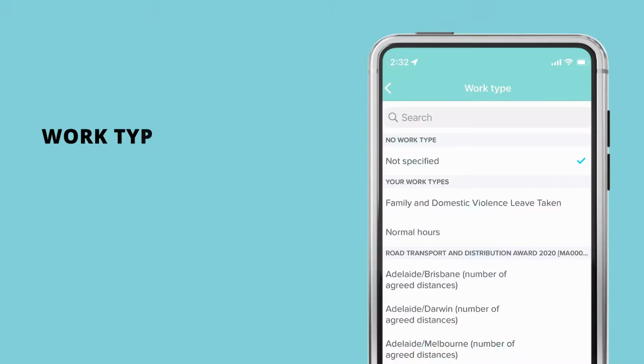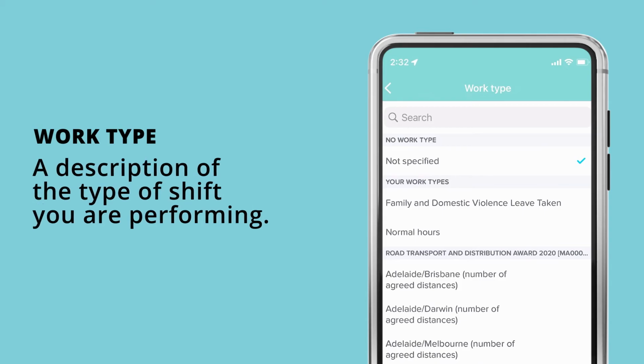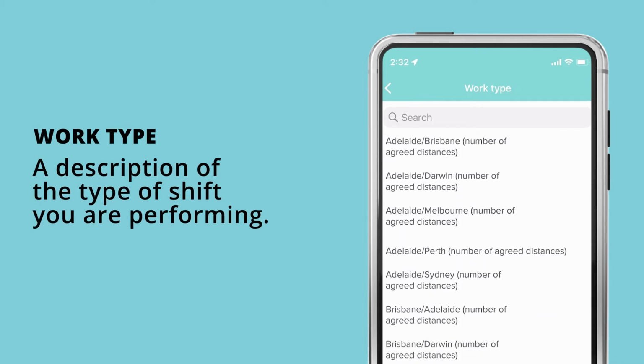Throughout the video, you will hear us talk about work types and locations, so it's worth quickly discussing what they mean. A work type is a description of the type of shift I'm performing. Sometimes these are used to trigger an extra allowance or penalty rate. For example, I may be performing a sleepover shift at a client's house. This is an example of a work type in the SHADS industry.